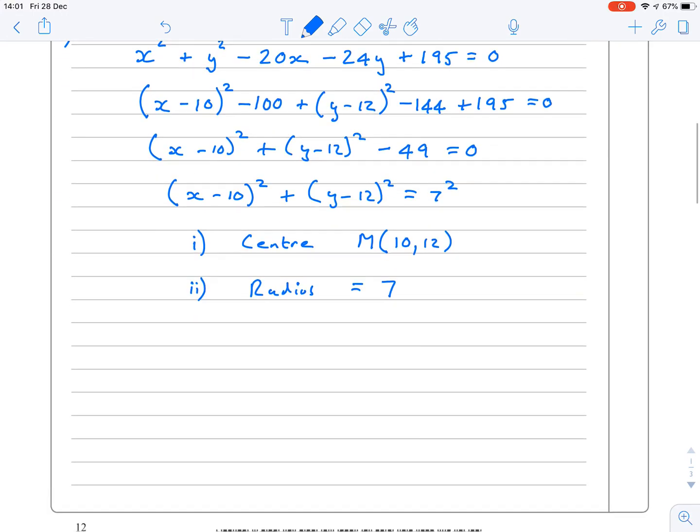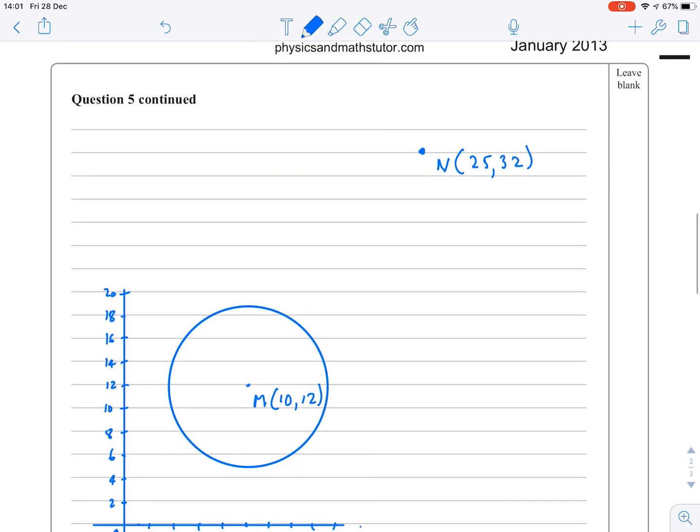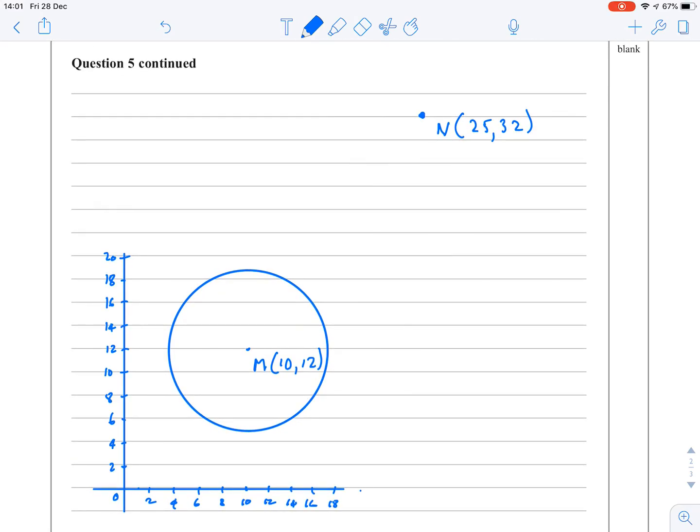Now a diagram will be a big help here, and I've already drawn this one. We've got this circle centred on (10, 12), radius 7, and this point out in the distance (25, 32). So part B, we're looking to find MN. So I want the distance from M to N.